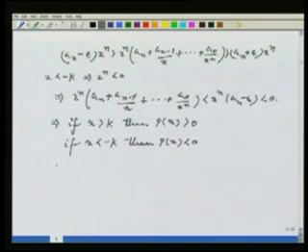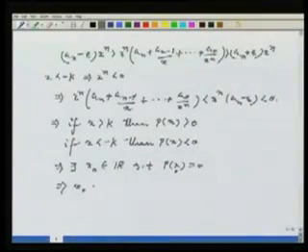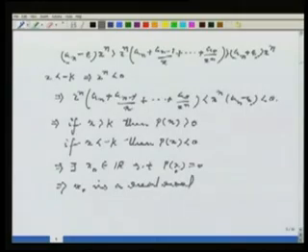Now this implies that there exists x naught in R such that Px is equal to 0. Why so? Because there is one value of x for which Px is positive, and there is one value of x for which Px is negative. That means 0 lies between those two values, and hence by the intermediate value property there exists an x naught such that P of x naught is 0, and this implies that x naught is a real root, which is exactly what we wanted to prove.